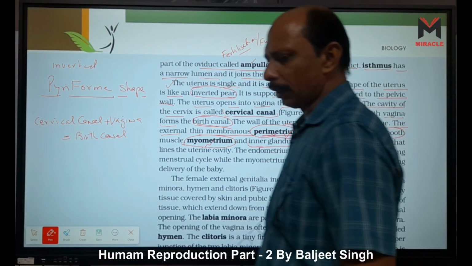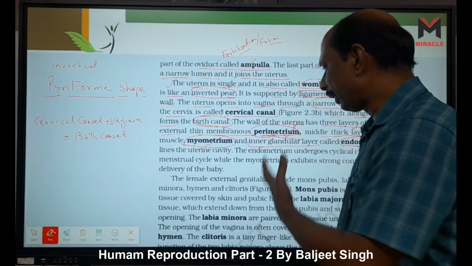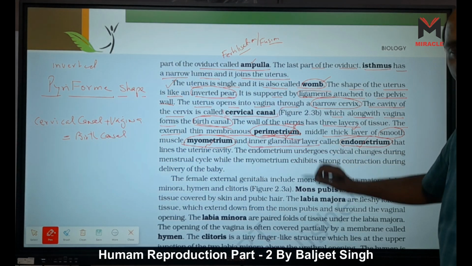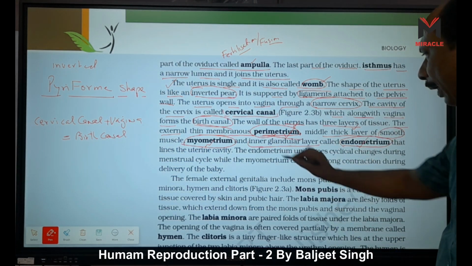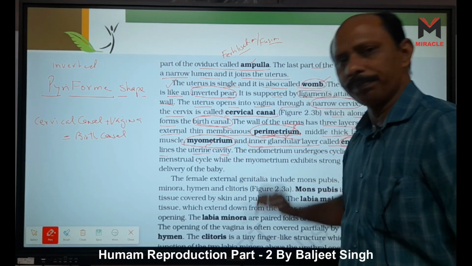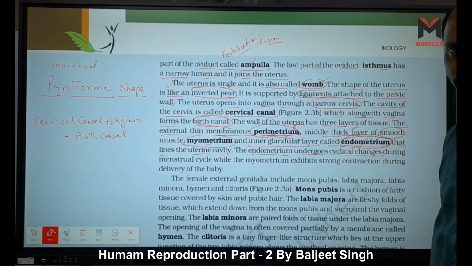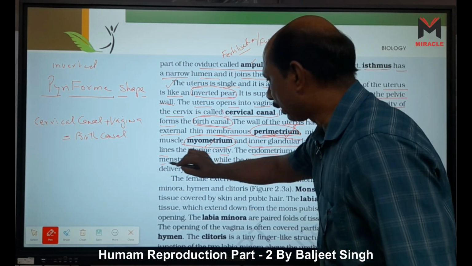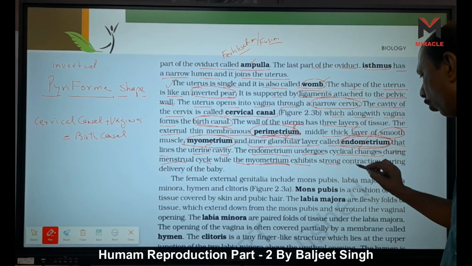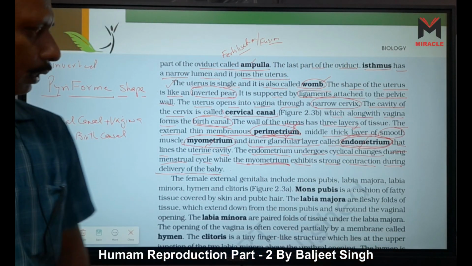At the time of birth, they become the strongest muscles of the whole body, right? At that time they are also the largest and strongest smooth muscles, right? The last one is the inner glandular layer, which is made up of glandular epithelium, right? It is also called the endometrium, which lines the uterine cavity. The endometrium undergoes cyclical changes, only the endometrium, during the menstrual cycle, while the myometrium, that is the muscular layer, exhibits strong contraction during the delivery of the baby, or we can say during parturition, right?